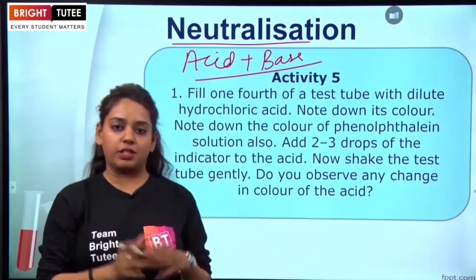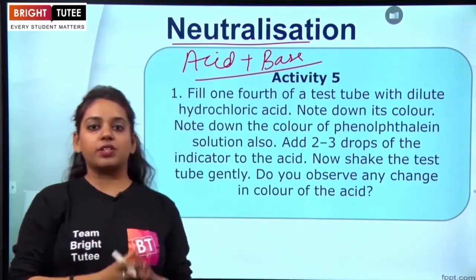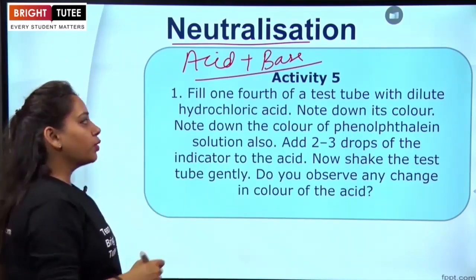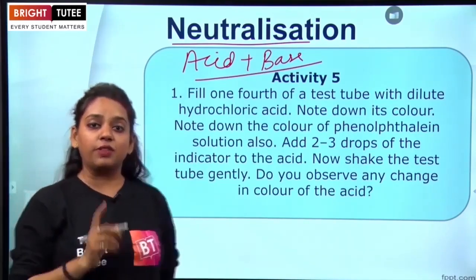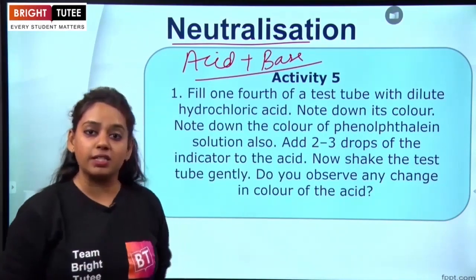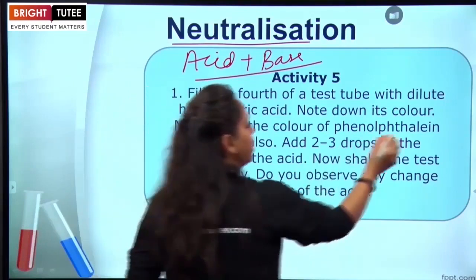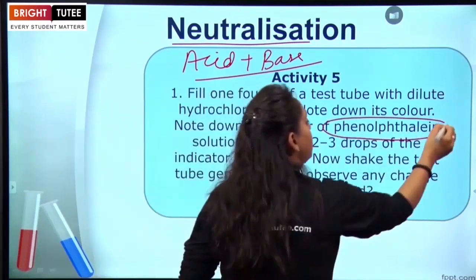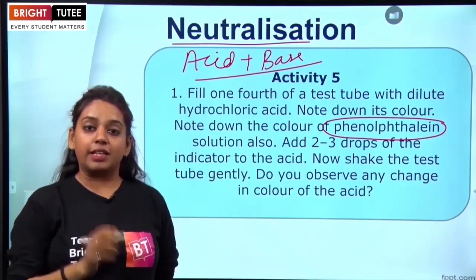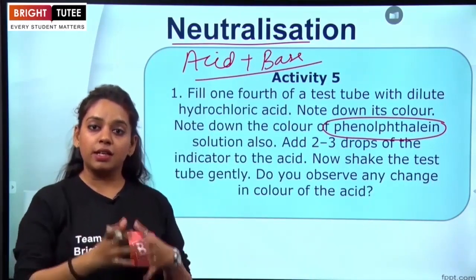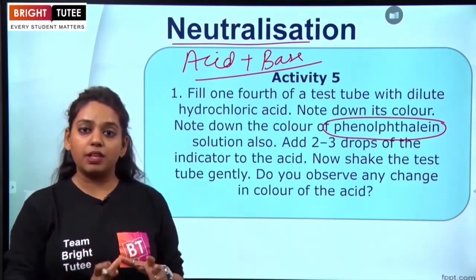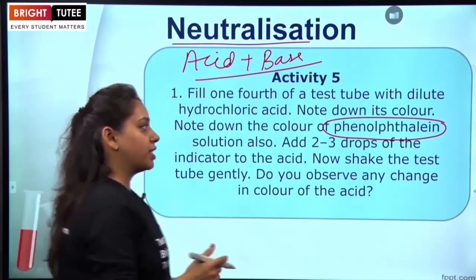Now, in order to understand this in a better way, we will conduct an activity, and in this activity, we are going to learn more about one more indicator that we have not yet studied, and this indicator is phenolphthalein. Okay children, so this phenolphthalein is again an acid-base indicator, that is, it changes its color in different mediums, and the change in color will indicate whether a substance is acid or basic.